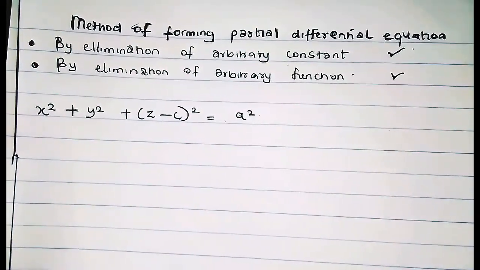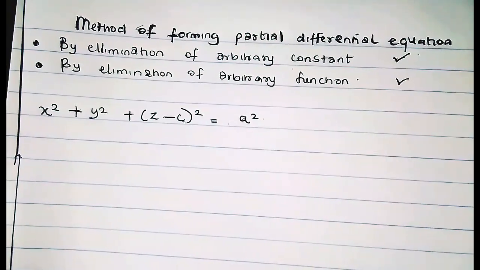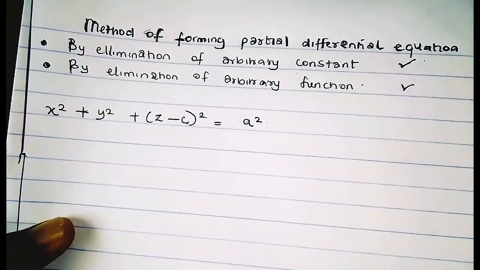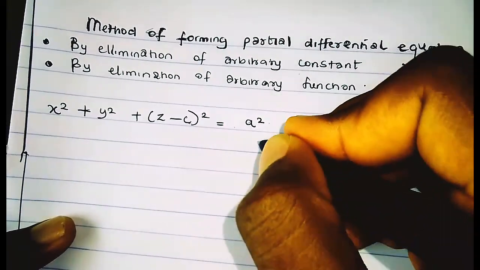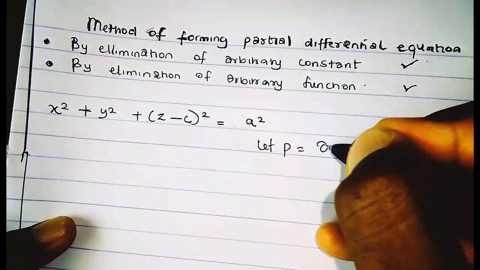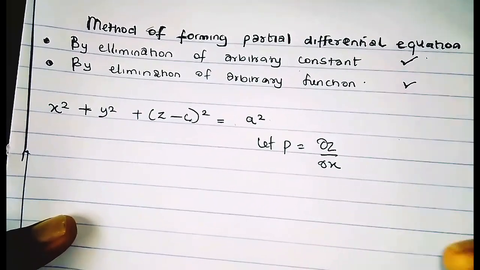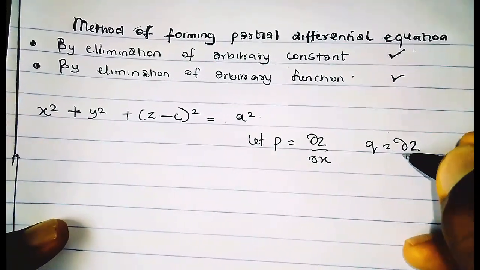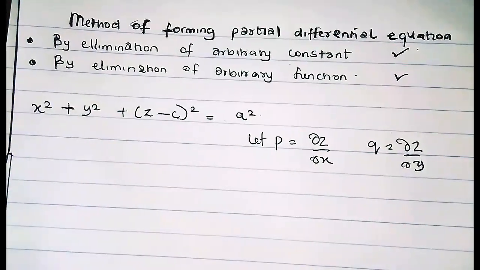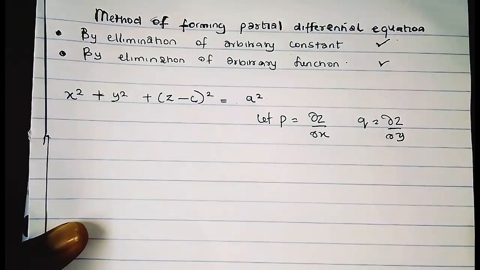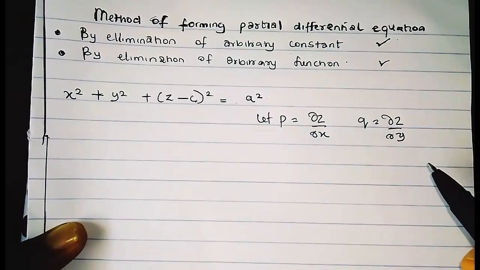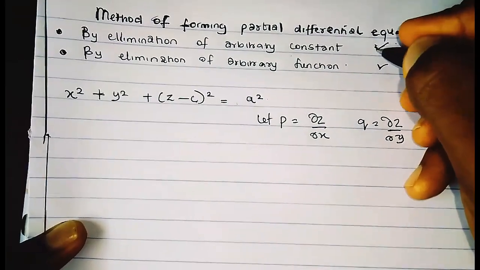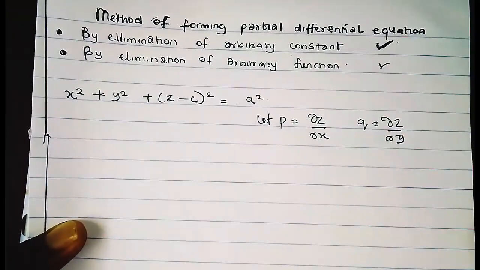But now, if you look at this partial differential equation, we have three variables: x, y, and z. So how do we solve it? First, in forming a partial differential equation, we tend to assume that p is equal to dz/dx, and q is equal to dz/dy. When forming partial differential equations, we tend to keep this at the back of our head. So, given this equation, let's take forming a partial differential equation by elimination of arbitrary constants.